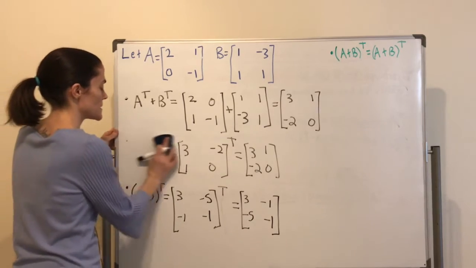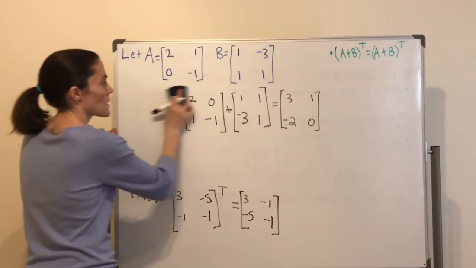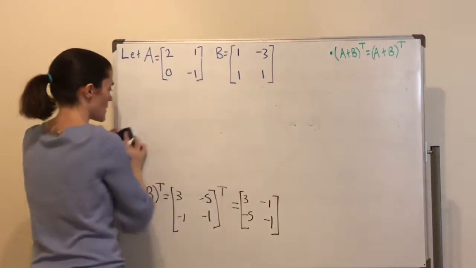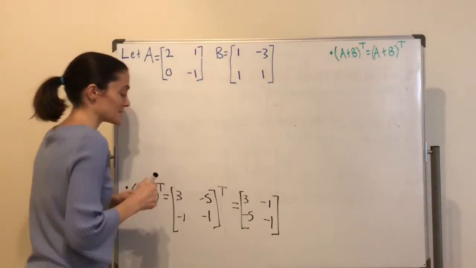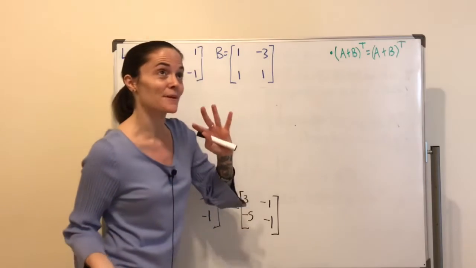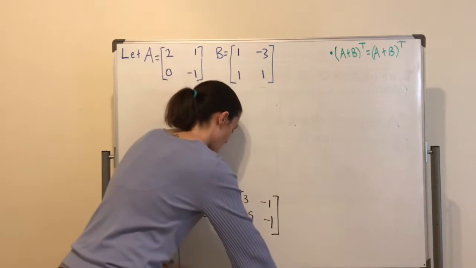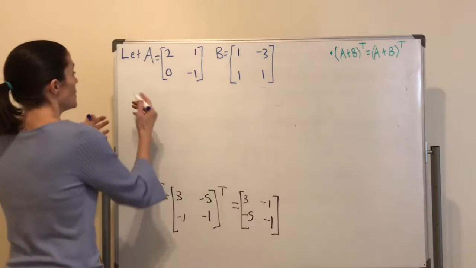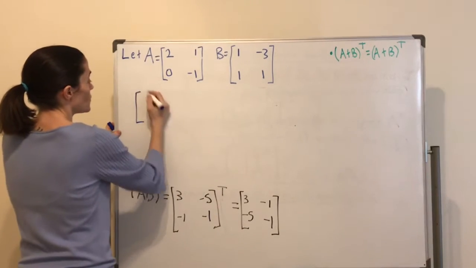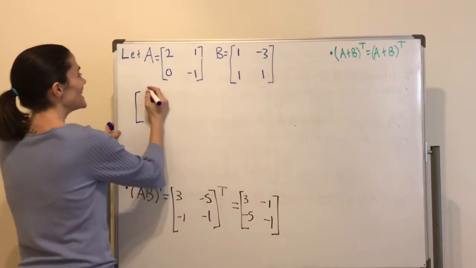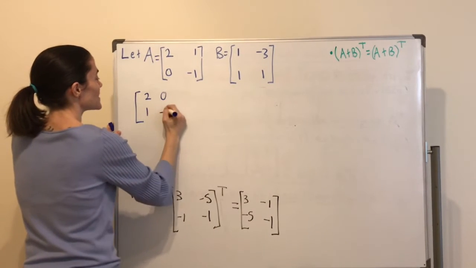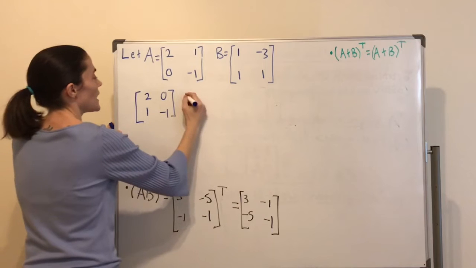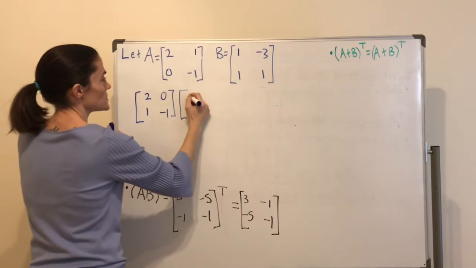Maybe I'm going to erase some of this now to work on this new property. Why not? I have space. It's important to understand what is a property and what's also not a property. So maybe I will do it in blue. Let's do A transpose. Well, I just erased it. Okay, that's fine. Here's A transpose, and here is B transpose.